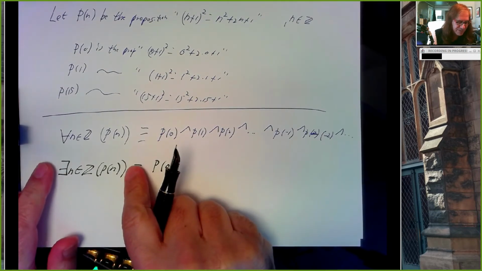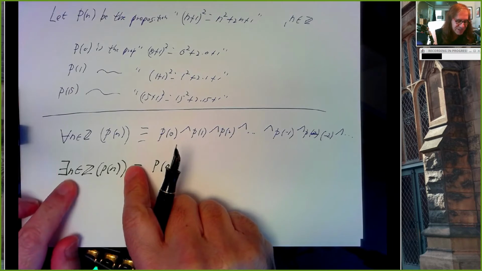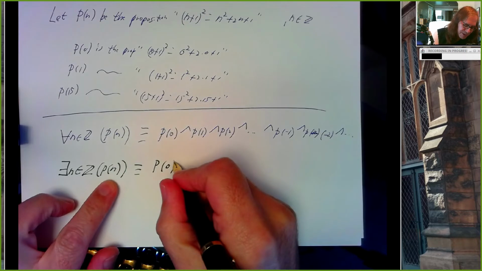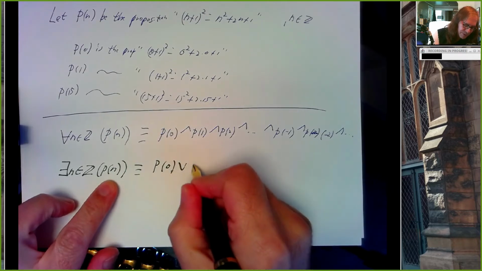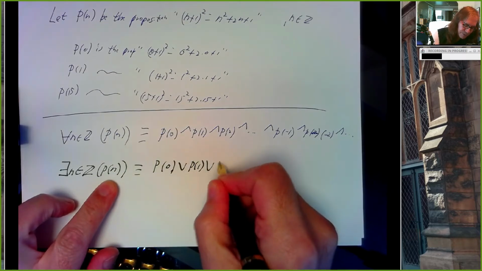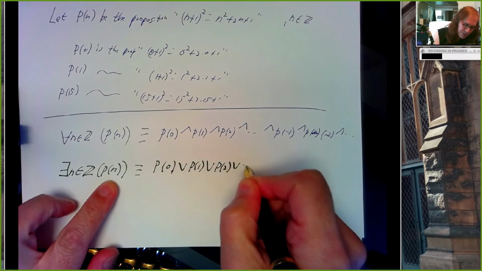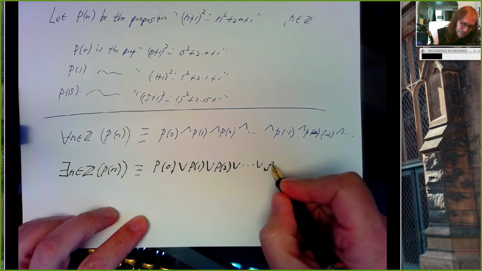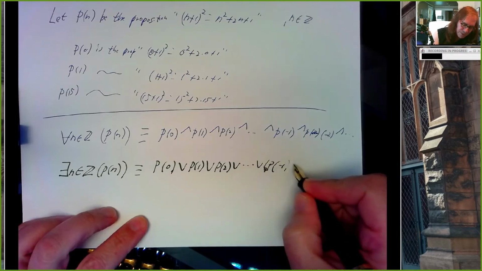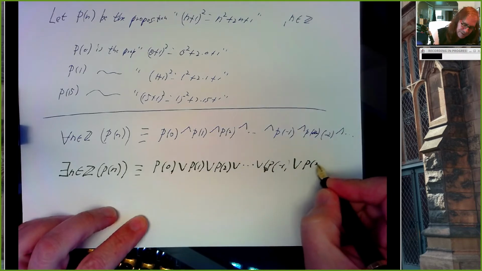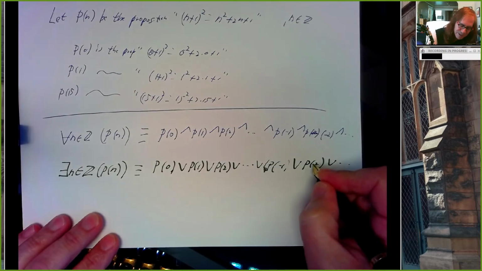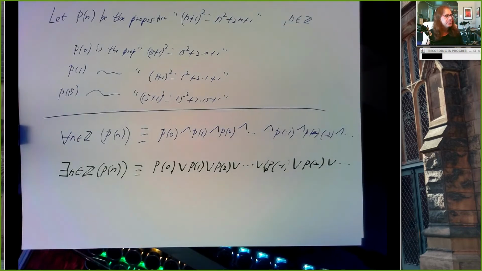But this quantifier states there exists at least one n for which this is true, which means either p of 0 is true, or p of 1, or p of 2, or p of something, or maybe p of negative 1, or p of negative 2, or something like that. But it says that at least one of these has to be true.